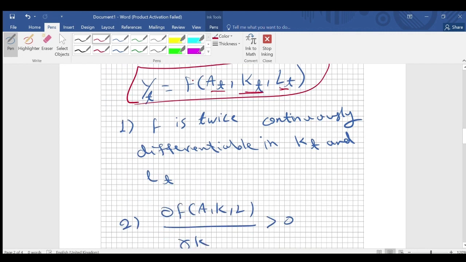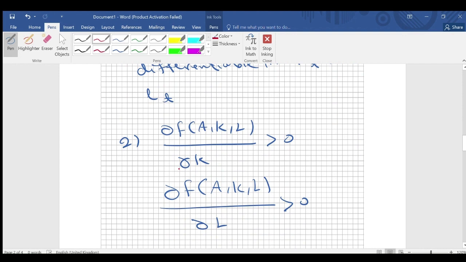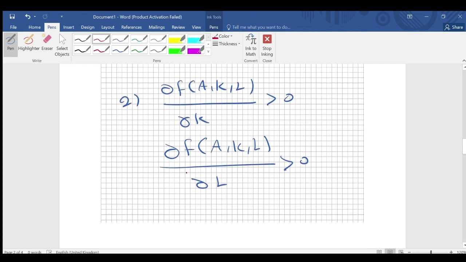On this production function, we are assuming that it is twice continuously differentiable in KT and LT. Next, we are assuming that the first derivative of the production function with respect to capital is greater than 0, and also the first derivative with respect to labor is greater than 0. What we are trying to say with this assumption is that if we add more capital, then the production increases. If we add more labor, then again the production will increase. So it's suggesting that the output increases by adding more capital and more labor.